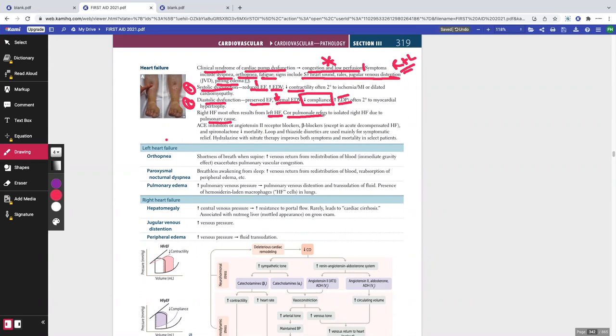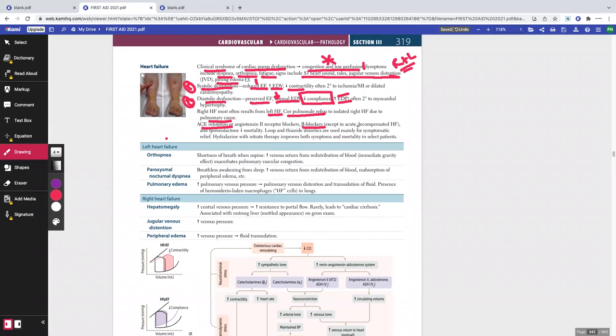What are the drugs that we will give? ACE inhibitors, beta blockers, except not in acute decompensated heart failure. That is, we will not give beta blockers for systolic heart failure. No beta blockers over here. Okay, please keep that in mind. Loop diuretics can be given, and hydralazine with nitrate therapy can be given because it decreases preload. Yes, hydralazine will decrease preload.